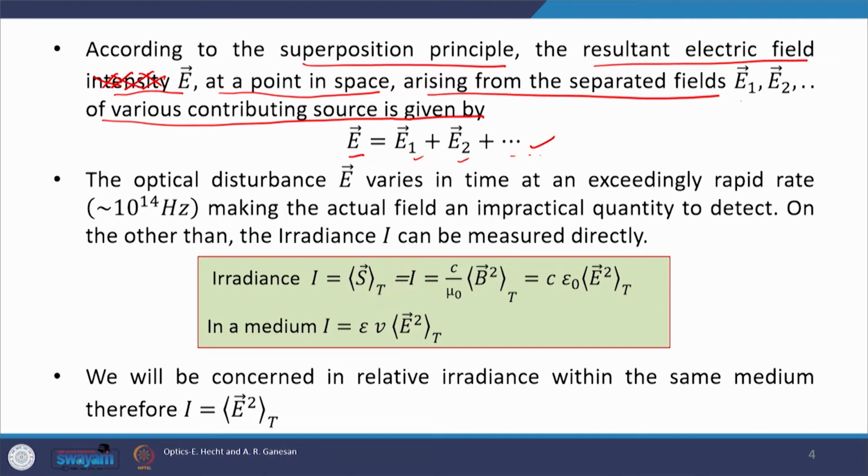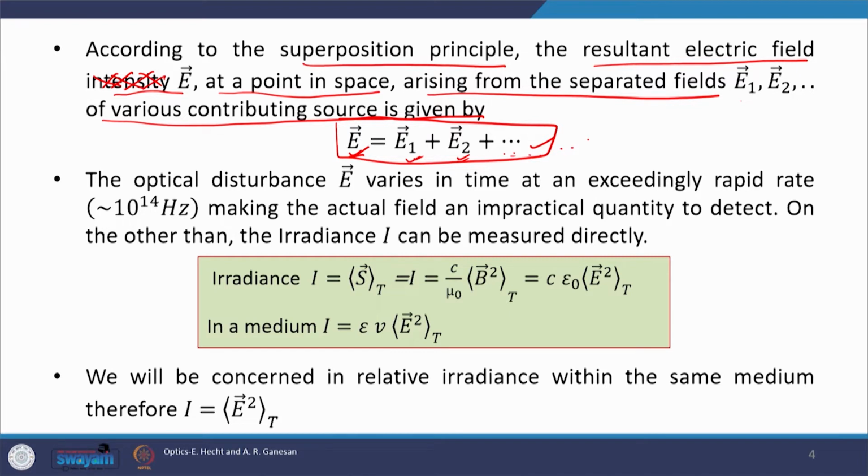If we have n number of sources which are emanating E1, E2, E3 and so on fields, then the resultant field would be the vector sum of all the contributing fields, and this is what exactly is being done here. The resultant field E is equal to the vector sum of E1 plus E2 plus E3 and so on.